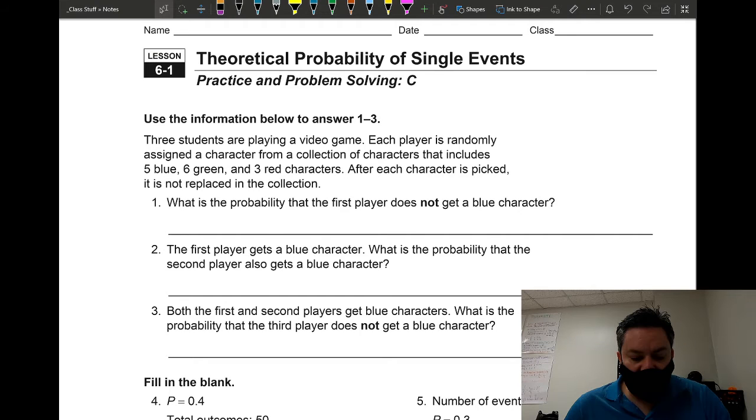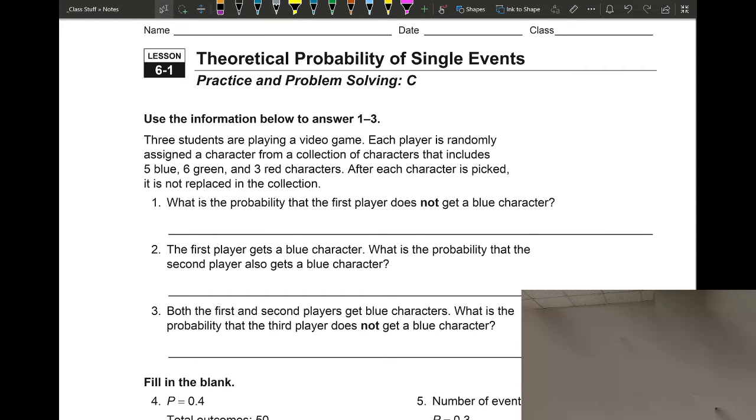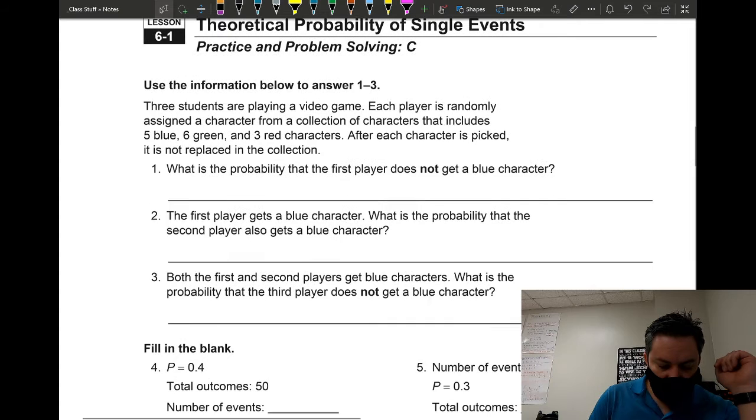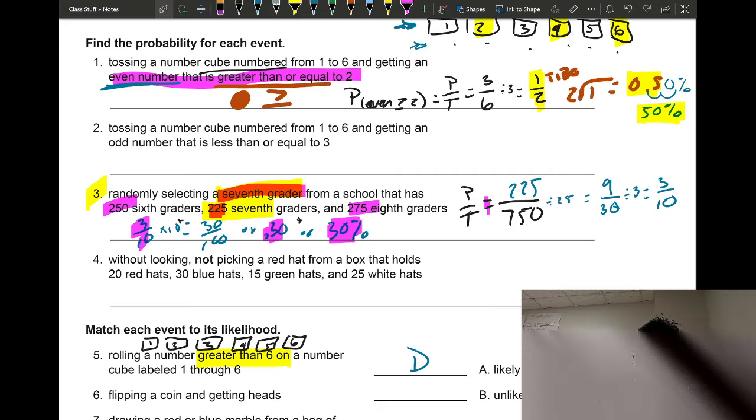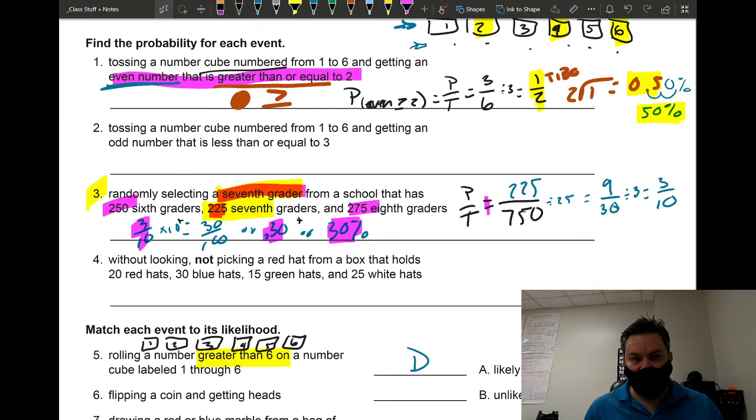Today we're going to be talking about theoretical probability of single events. We have already talked about this on the previous video. I'll leave it in right here. On the previous video we just talked about how to find the probability. Remember, the probability is the number of things that you want to happen, what you're looking for or what they're asking for, divided by all the things that can possibly happen. That's going to give you the probability.